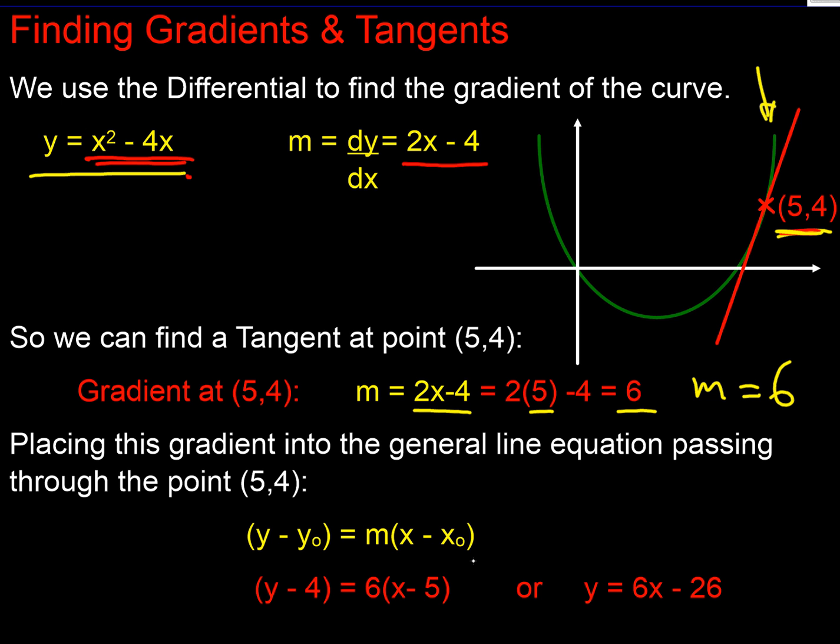And we know from our general formula for a line equation that the next thing we need, the final bit we need, is a point that it's going through. And we know that this tangent's going through the point (5, 4). So therefore we can just substitute those values into the general equation, and we get y minus 4 must equal 6, that's the gradient, times x minus 5, which you could reorganize into this form. Quite often I quite like that form. So there we are, we've just worked out what the tangent is.